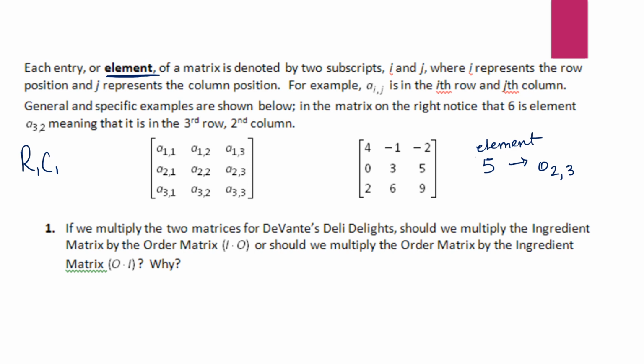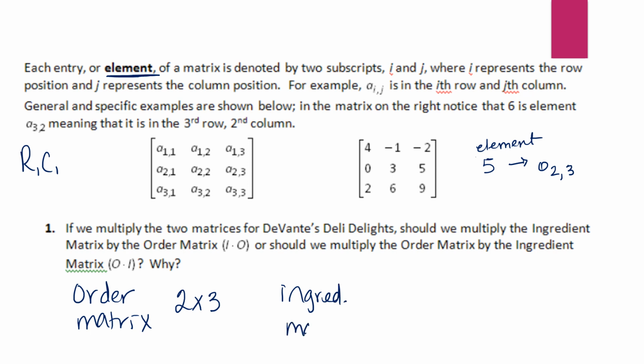All right, in the example that we have below, it's referring back to Devonte's Deli Delights, and we actually don't have that information written here. It's on the next page, so I'm going to go ahead and tell you the information. So the order matrix, so how many orders were placed for Saturday and Sunday at Devonte's Deli Delights, gives us a matrix of a 2 by 3. And the ingredient matrix for how we're making each of these lovely sub sandwiches turns out to be a 3 by 6.